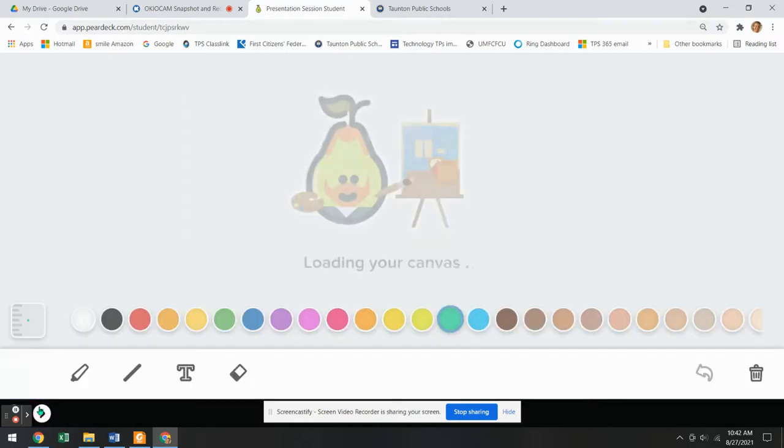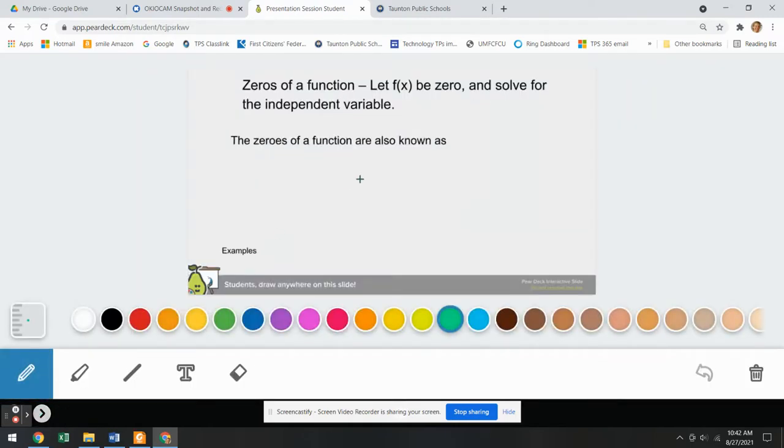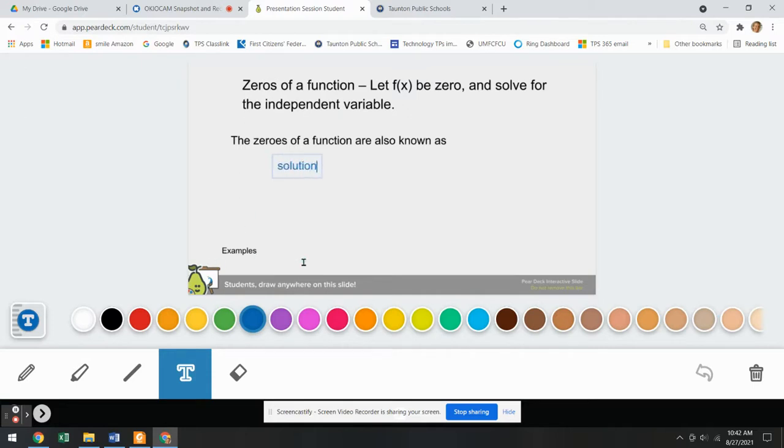Okay, let's move on. The next part of this is zeros of a function. The more formal definition is: let f of x be 0 and solve for the independent variables. We'll do a couple of those in just a minute. The zeros of a function are also known as solutions, roots, and x-intercepts. So when we are finding them, if we're giving you the graph, you just look along the x-axis and see where the graph touches or crosses the x-axis, and those would be very simple to see usually. We're going to do some algebraically.